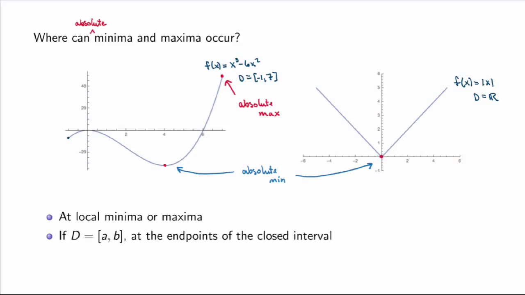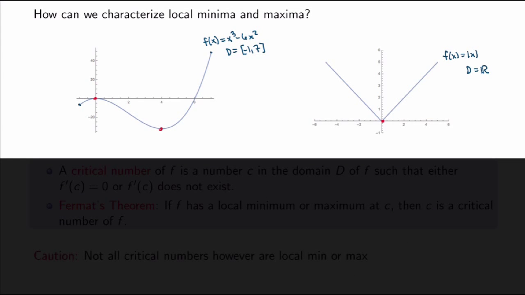All right, so the second one is pretty easy to figure out. If you have a closed domain, then you can just look at the value of the function at the endpoints. So the first one is the hardest one. So let me now focus on trying to find the local minima and maxima of a function. So how can we characterize local min and max? So let's go back to our examples.